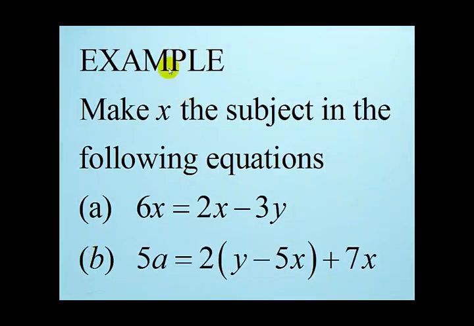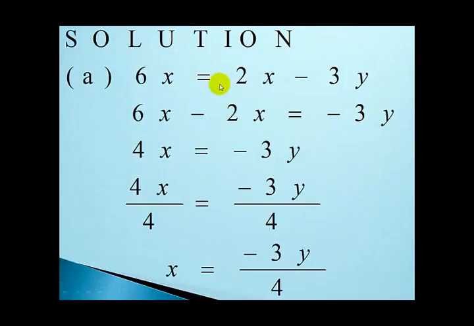Example, make x the subject in the following equations. A, 6x equals 2x minus 3y. B, 5a equals 2 into bracket y minus 5x plus 7x. Now let's look at the solution.